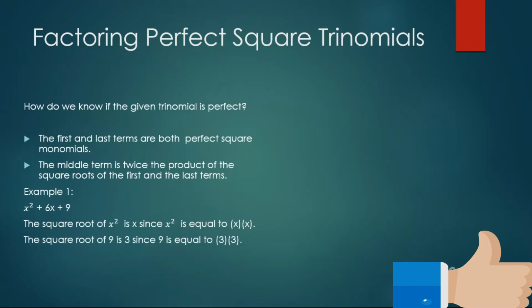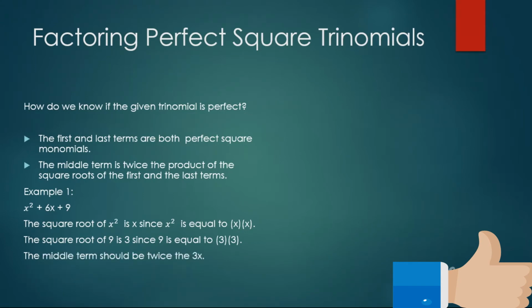The other condition, the last term, should be a perfect square number. And since the square root of 9 is 3, because 3 times 3 is equal to 9, we can also say that your 9 is a perfect square number since the root is exactly an integer.